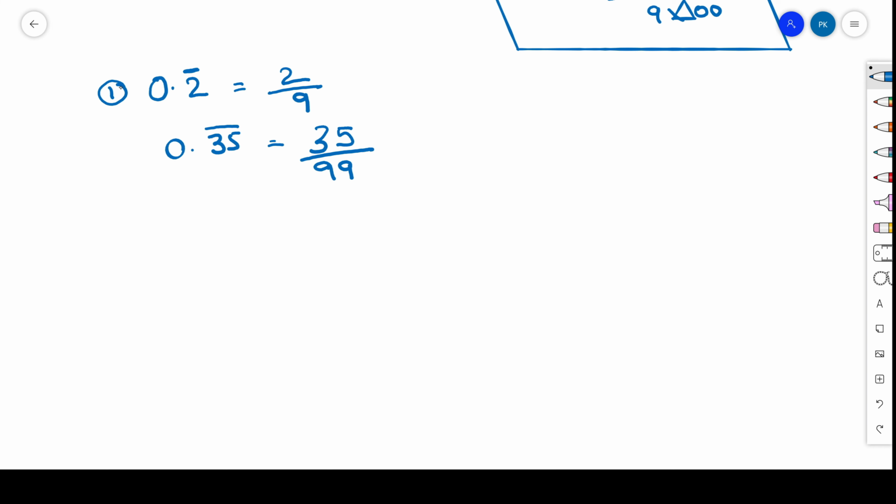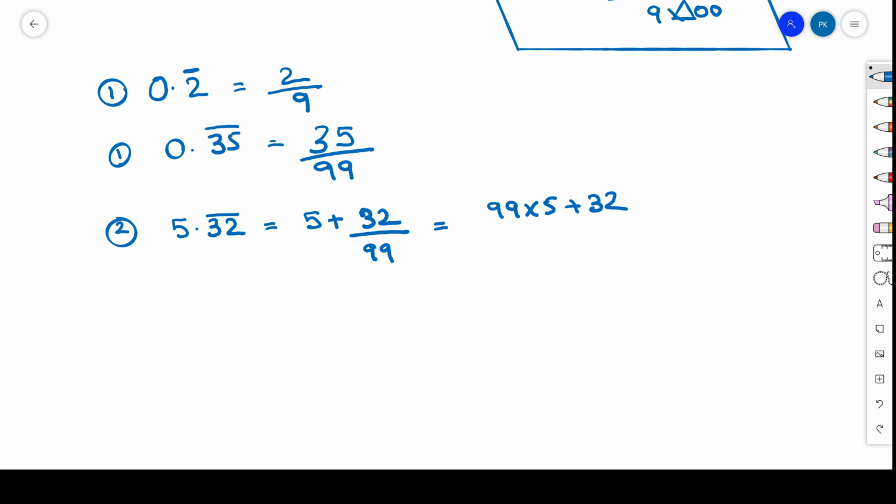This is the first kind of question we did. Now the second kind of question that we did was 5.32 bar. In this kind of question, we split it into two parts and we write 32 by 99, and then we multiplied 99 into 5 plus 32 divided by 99, and whatever is the answer you can write. This is again one form of question. And the third form of question we did was where the bar is only on one digit.